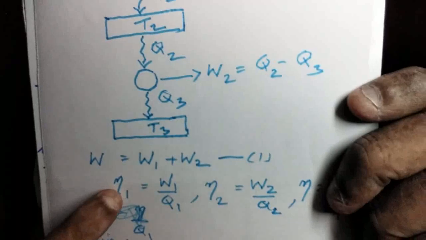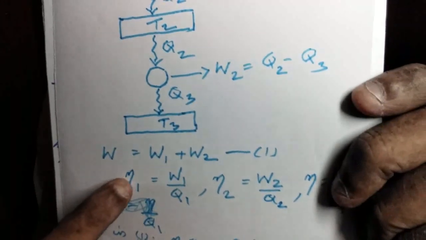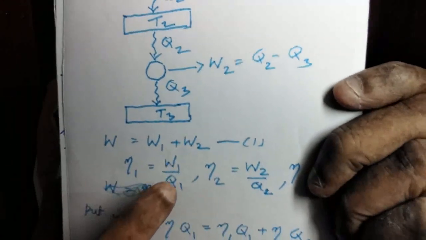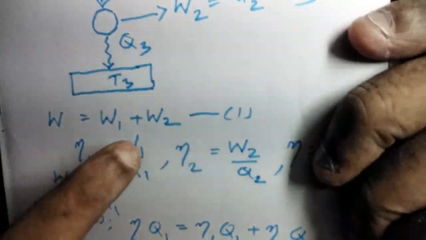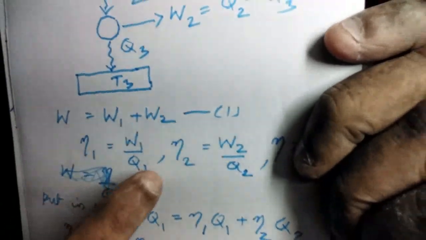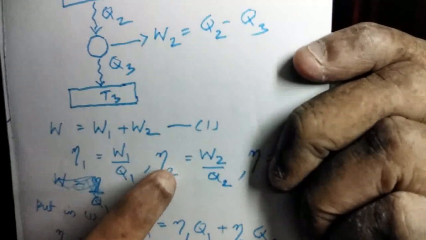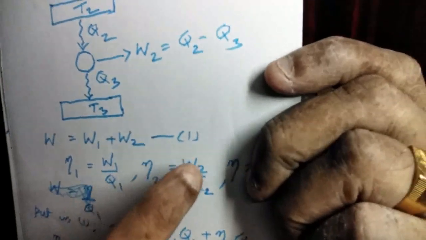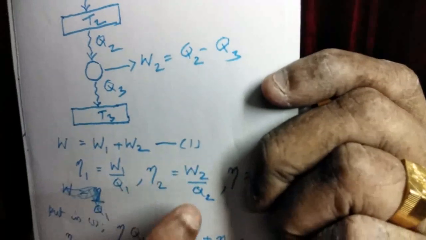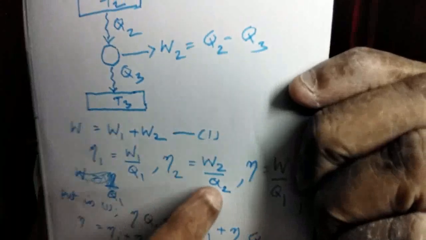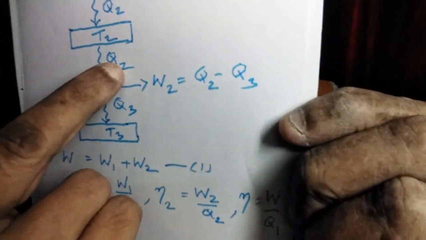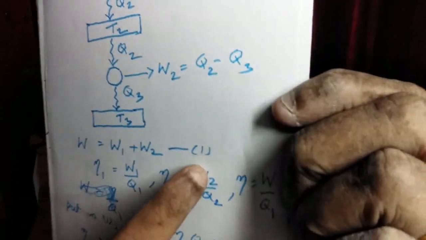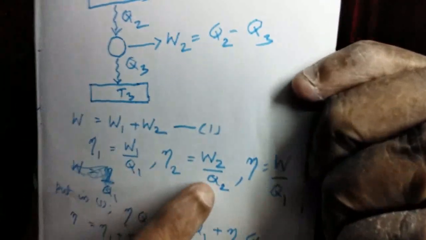Now, efficiency of the first stage, eta 1 equals work output by heat absorbed, W1 by Q1. Efficiency of the second stage, eta 2 equals W2 by heat absorbed by the second stage, which is Q2. So, W2 by Q2.